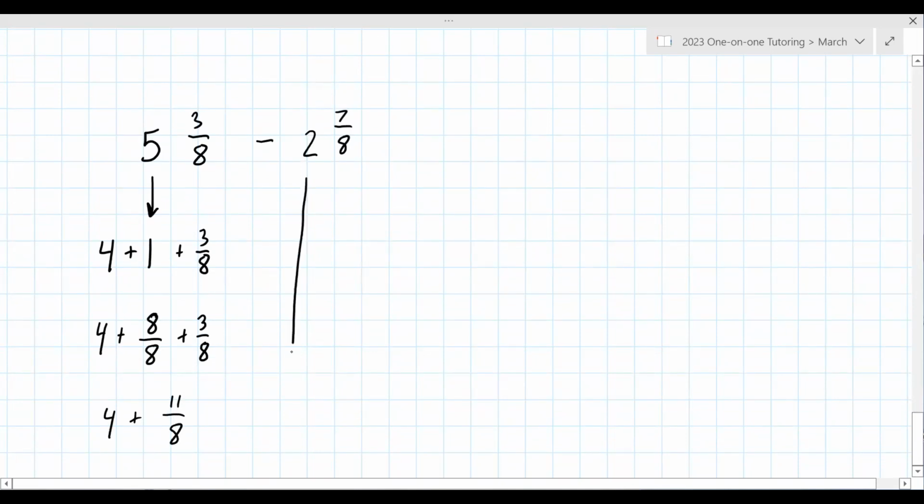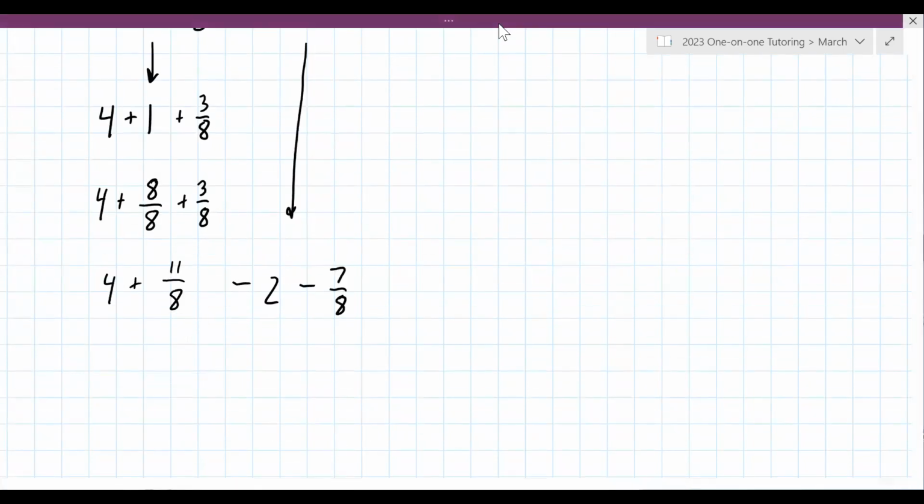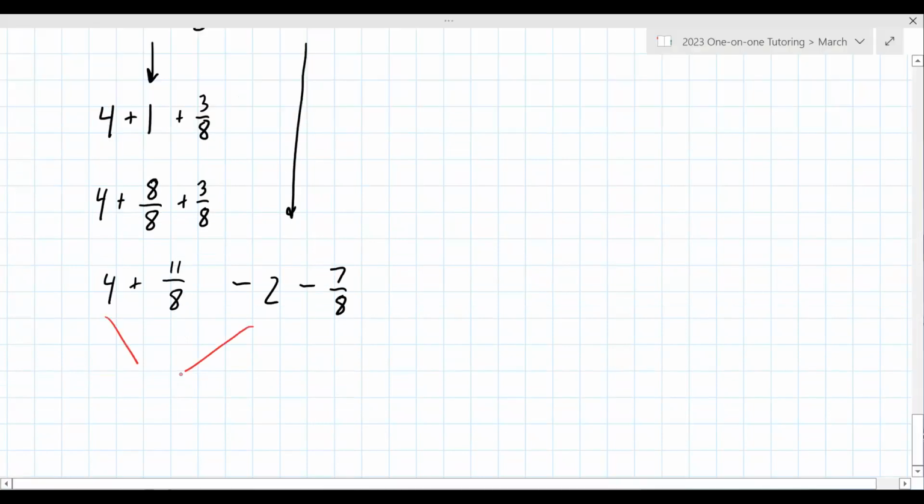Now let's say I wanted to subtract 2 7/8. Okay, so I'm going to bring that down. We're going to subtract 2 and subtract 7/8. This time you have to take the 4 minus 2. What does that become? 2. 2. And it's the 11/8 minus the 7/8. What does that become? 4/8. 4/8. Good. Okay, awesome.